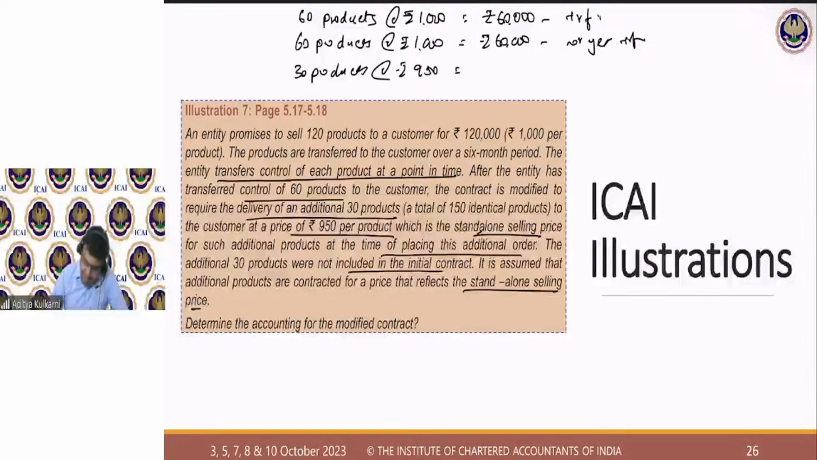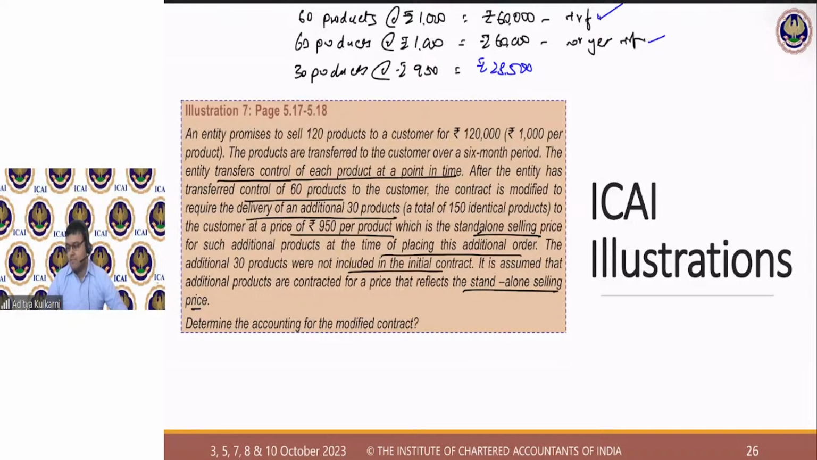This revenue is already recognized, the first one. Second one, you will recognize the revenue when it is sold. And third one is 30 into 950, you will book it at 28,500. Are we able to understand? Is 950 reflective of the standalone selling price? They have given that in the question. Even if it's not given, you will have to assume so unless some other fact is given in the question. Is it understood? Are we clear with this?